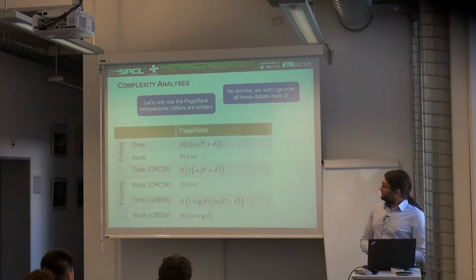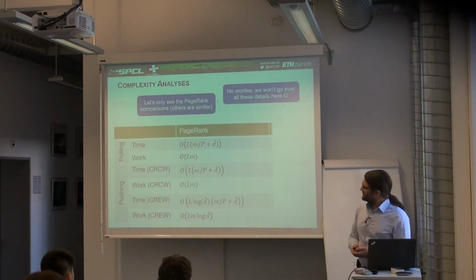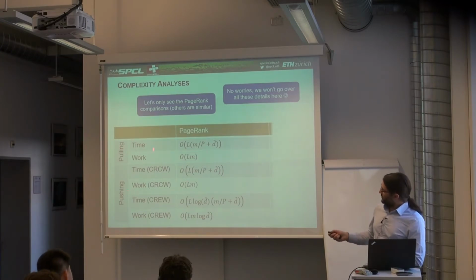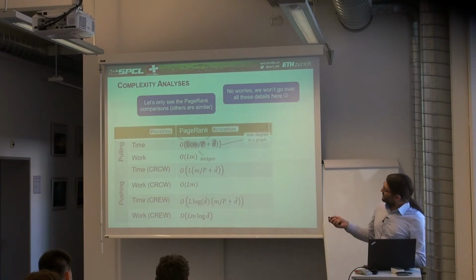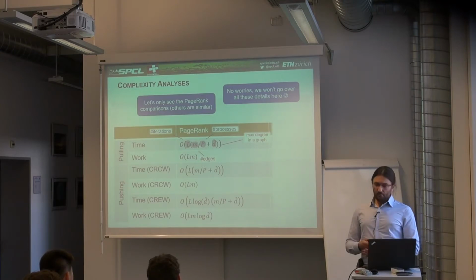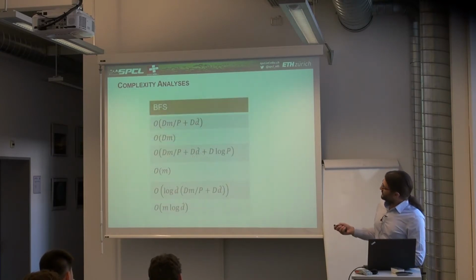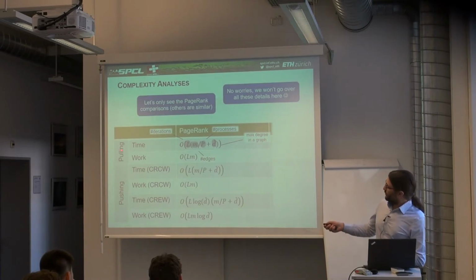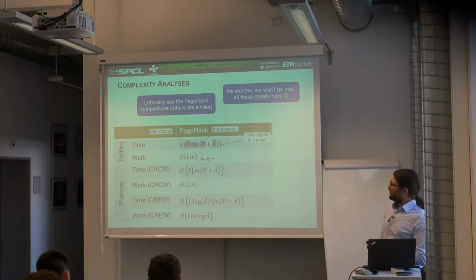So first, let's take a look at PageRank. We have the pulling and pushing approaches, and we have time and work, in pushing for CRCW and CREW, and for pulling we don't distinguish between those two because they are the same across these variants. Here L refers to the number of iterations, m is the number of edges of the graph, P is the processor count, and D hat is the max degree in the graph. Now it turns out that for pulling and pushing in CRCW, these complexities match, so they are identical. This was the case for most of the iterative graph algorithms that we have here, like PageRank. So the work is the same, and the time is the same.